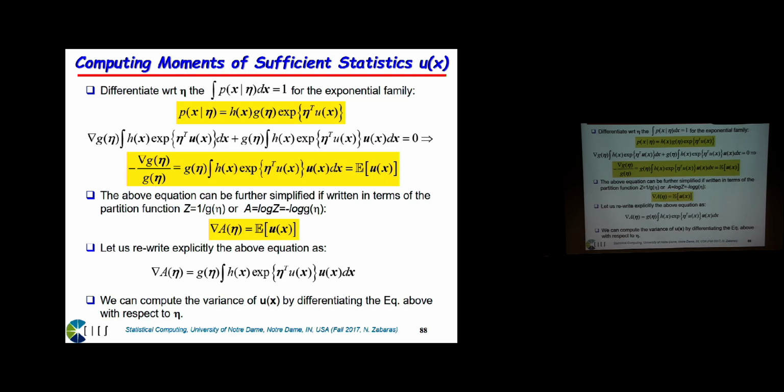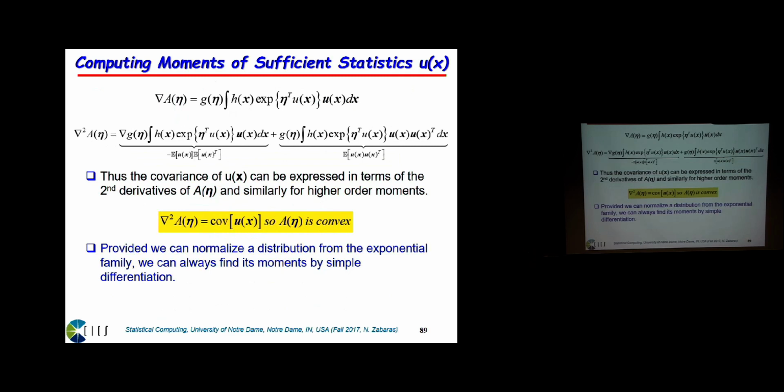Now, I mean, it's a coincidence. You will say, well, you know what? This includes many, many, many distributions. So basically, it's an extremely desirable result, okay? And can you push this further? Yeah. If you take the second derivative of A with respect to eta, it comes to be the covariance of u of x, the sufficient statistics. And if you want to go to higher order models, you can keep going.